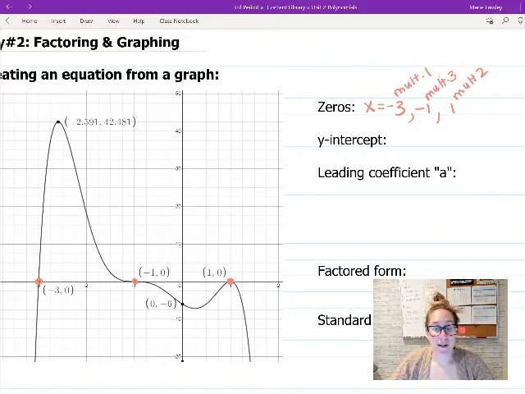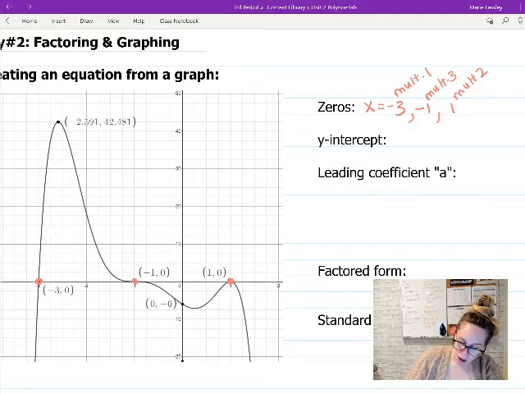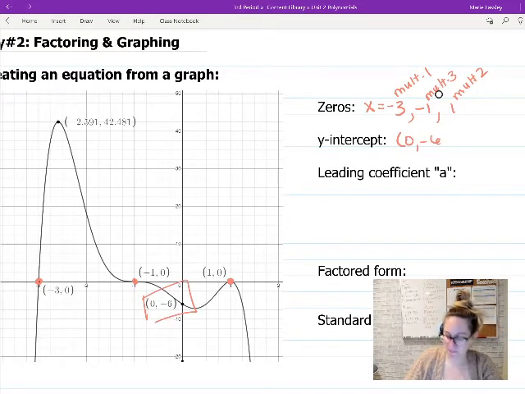Now, the next thing I'm going to pull from my graph is my y-intercept. If your polynomial has a y-intercept of 0, 0, you're actually going to need to pull a different point from your graph. But since my function has a y-intercept that is not at 0, 0, I'm going to be able to use that to make my equation. My y-intercept is right here at 0, -6.